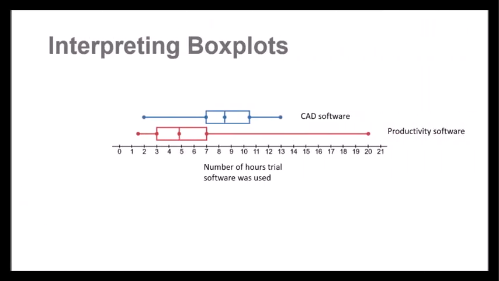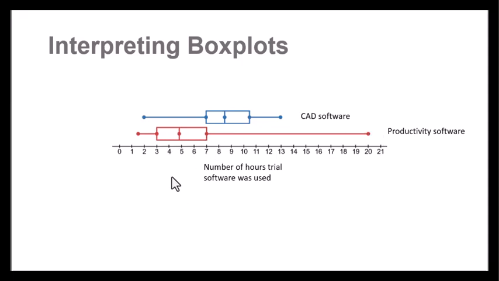Another thing that box plots can be really useful for is comparing related data sets. So here, this is actually the same box plot plotted in red on the screen. That's the one that's below. That had the min of about 1.5, the max of 20, and then my box from 3 to 7.